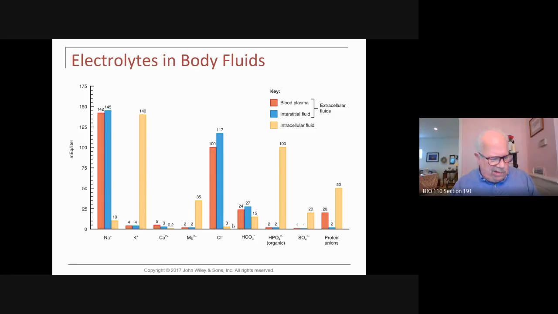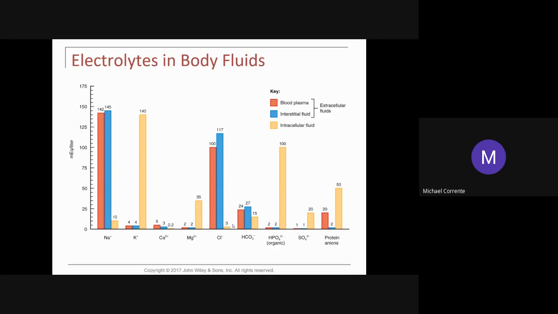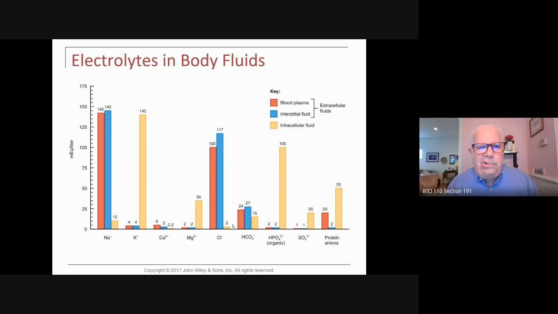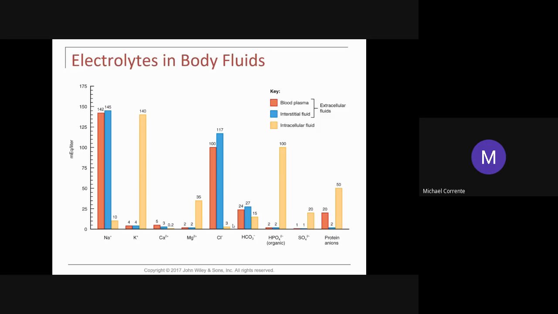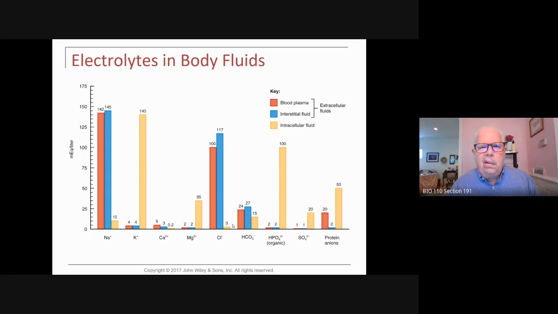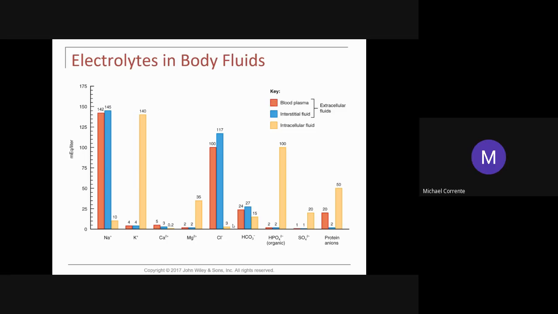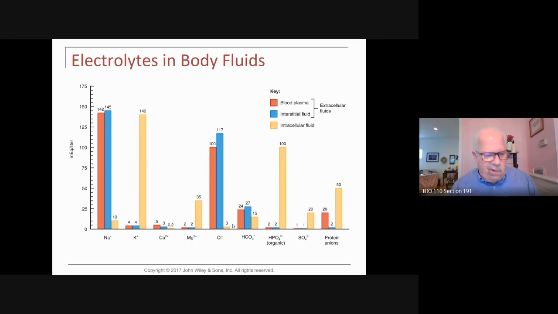Okay, here's another question. Michael, tell me the most abundant cation in the extracellular fluid. Can you say that again? What is the most abundant cation in the extracellular fluid? Would it be sodium? Yeah, it's absolutely sodium. I want to make sure everyone understands that.